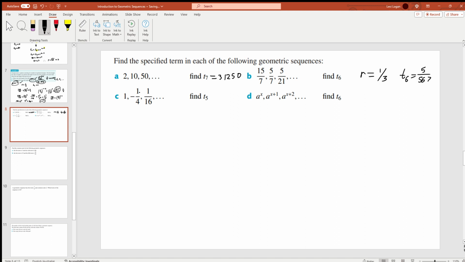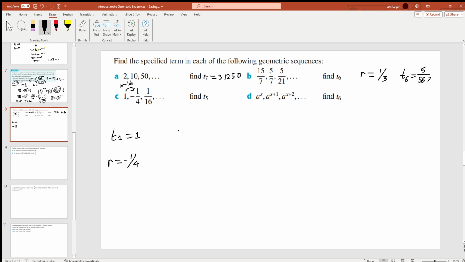To go from 1 to negative a quarter, you need to multiply that by negative a quarter. And it works here as well. If I want to go minus a fourth, I times that by minus a fourth. That's going to give me positive 1 over 16. So we found out what our r is. It's negative a quarter straight away. Our first term is 1. Pretty easy.